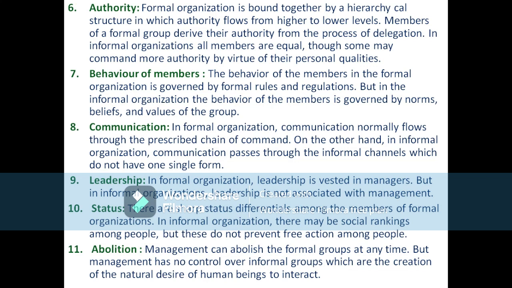Coming to the last one, abolition. What does abolition mean? Management can abolish the formal groups at any time. But management has no control over informal groups, which are the creation of the natural desire of human beings to interact. So abolition can be made in formal groups because it is a decision taken by the top management. If the top management decides to abolish or terminate the formal groups, it can do that. But it cannot control the informal groups, because informal groups are based on the desires of human beings, their connectivity, their commitment, their interaction with other persons. Basically, interaction and communication play an important role in human beings. So this cannot be controlled by the management.